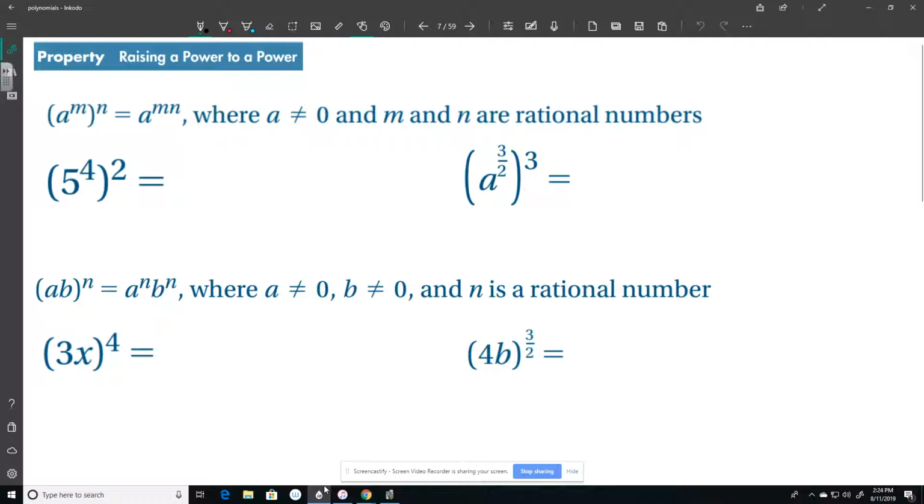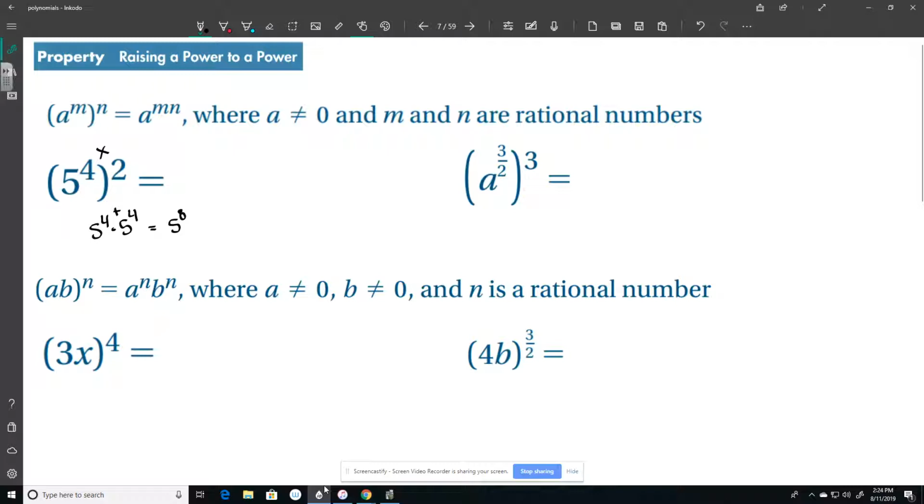And really, guys, all that means is I have 5 to the 4th multiplied by 5 to the 4th, which, going back to our old rule, you add those together, and that's just 5 to the 8th power. But the shortcut is when you're raising an exponent to another exponent, you're going to multiply the exponents together. So 4 times 2 gives you the 8 right there. So it doesn't matter what is in front. If I'm raising it to an exponent and then raising it again, I multiply those exponents.